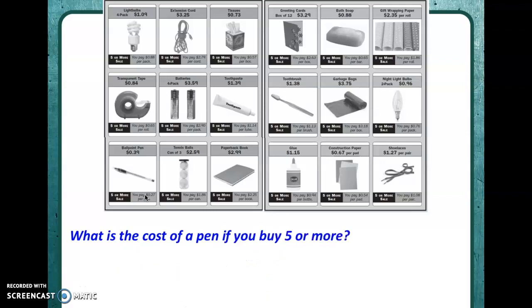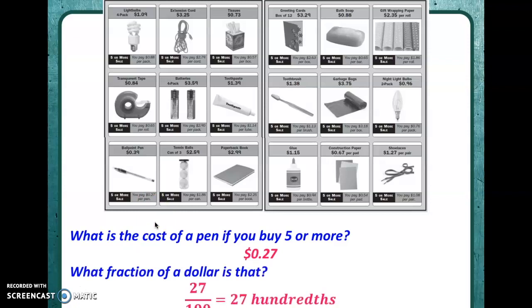Now, what is the cost of a pen if you buy 5 or more? So looking at the same ballpoint pen, but this time looking right here. Instead of paying 39 cents, we would pay 27 cents if we bought 5 or more. So it would look like this. What is the fraction of a dollar? Well, it would look like 27 hundredths.